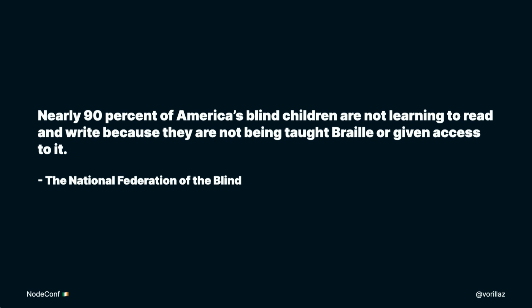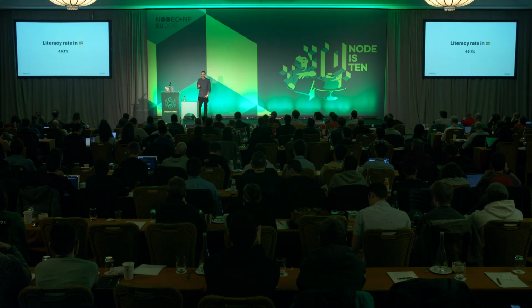Just to give a perspective about how low these numbers are, I'm going to compare them against the literacy rates of Ethiopia, a country that has suffered civil war for more than 15 years, and it's one of the poorest countries in Africa. In Ethiopia, nearly 50% of people are capable of reading and writing. And as we speak, these numbers are increasing. On the other hand, Braille literacy rates have been stuck since the 70s. And we have to ask ourselves, what did we do so wrong?